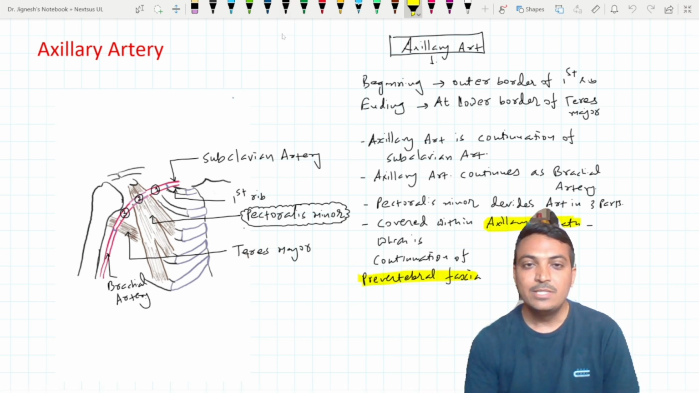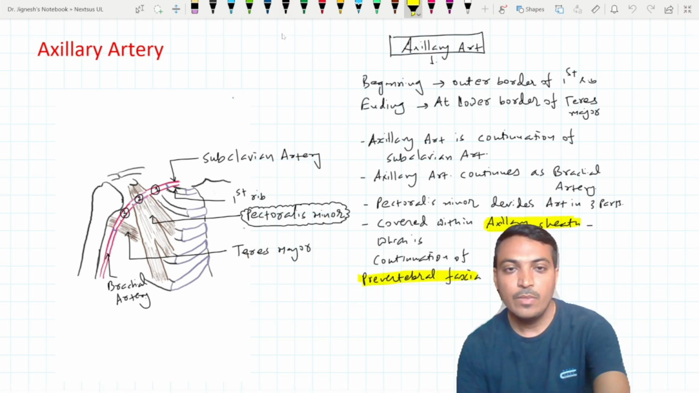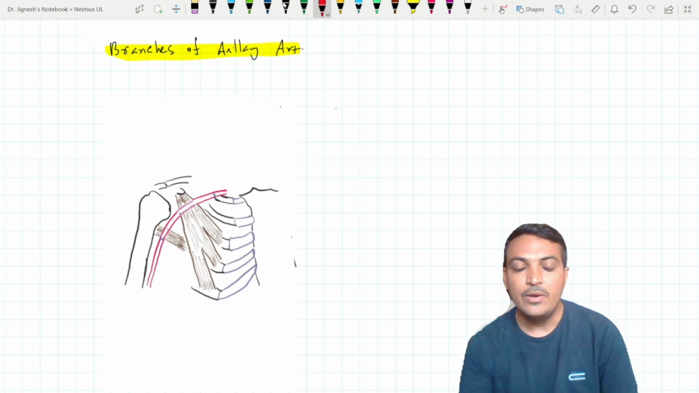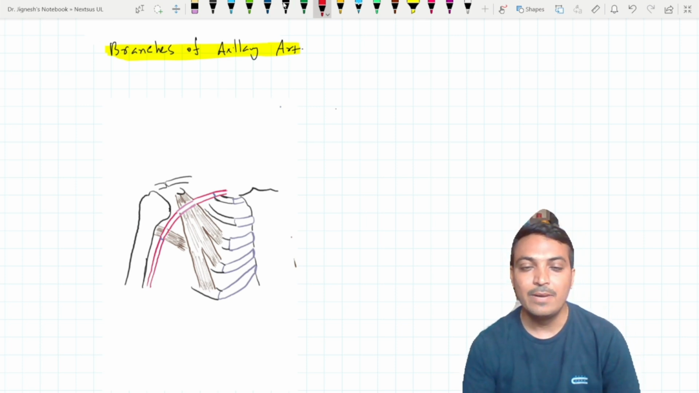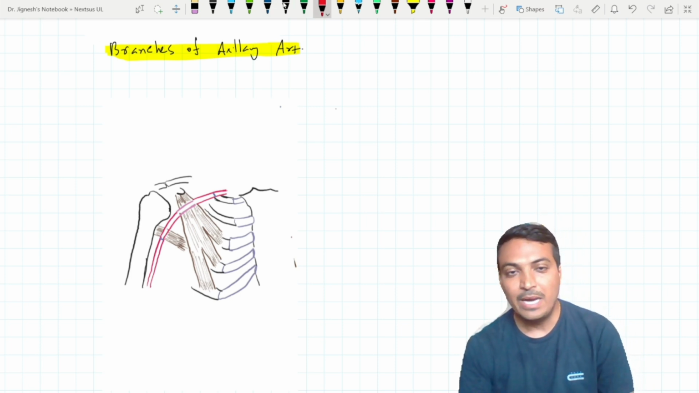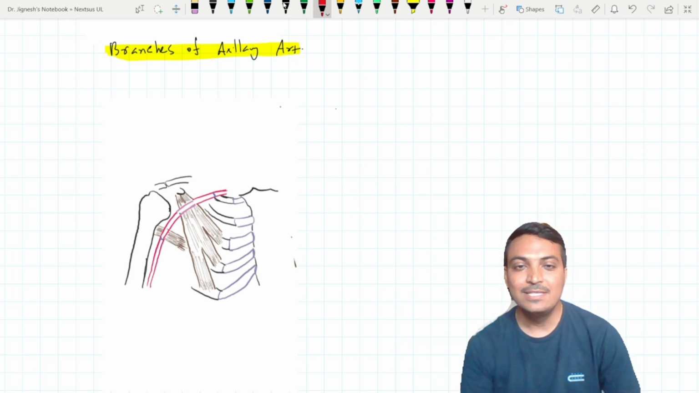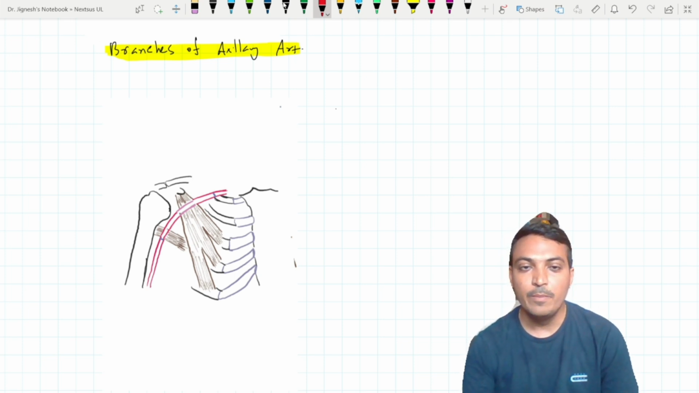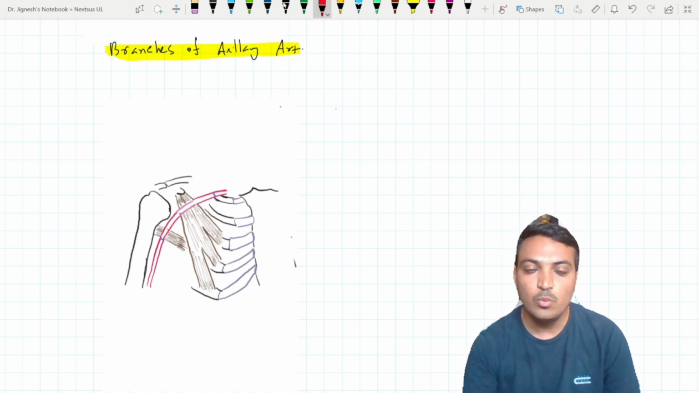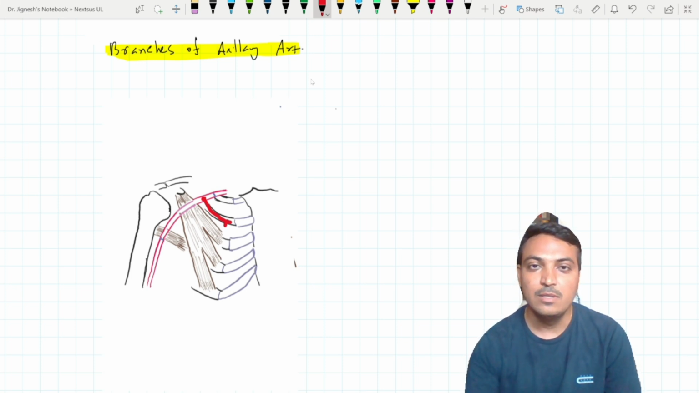Now let's see the branches of the axillary artery. The axillary artery has six major branches and one occasional branch. The first part, which lies just above the pectoralis minor muscle, gives one branch called the superior thoracic artery, and it runs along the upper border of the pectoralis minor muscle.